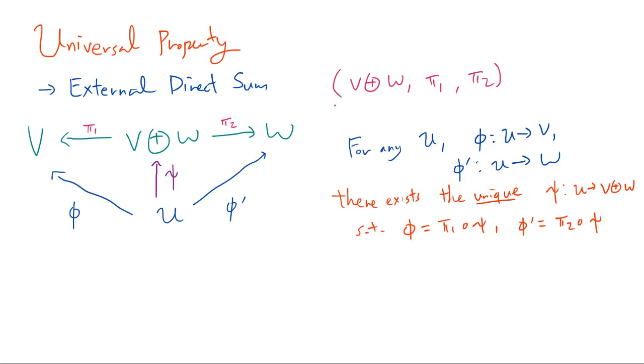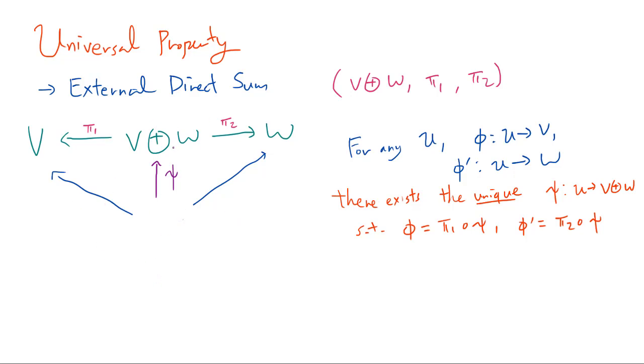But the question remains, what happens if I give you any random space that we're just gonna call V plus W along with these special projection maps, such that this entire property happens to be satisfied? How do we know that this is in fact the same space as the external direct sum that we are actually used to? There is a very beautiful way of doing this.